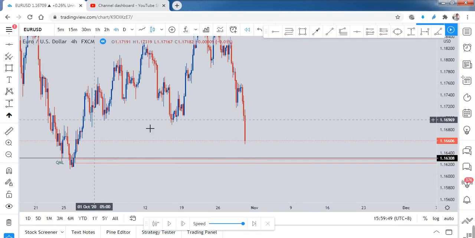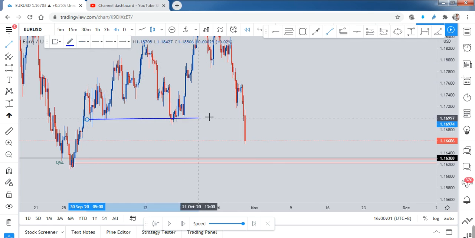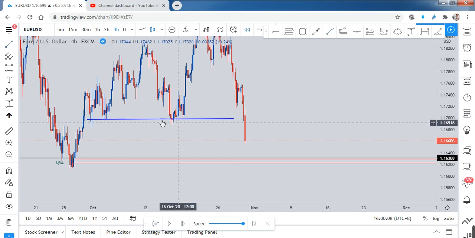So at this moment, what we can see is that there is a fake out. This is fake out version 1. If anyone of you cannot identify it, let me show you. So this is fake out version 1. If you look at it, there is a lot of retest at this particular area.